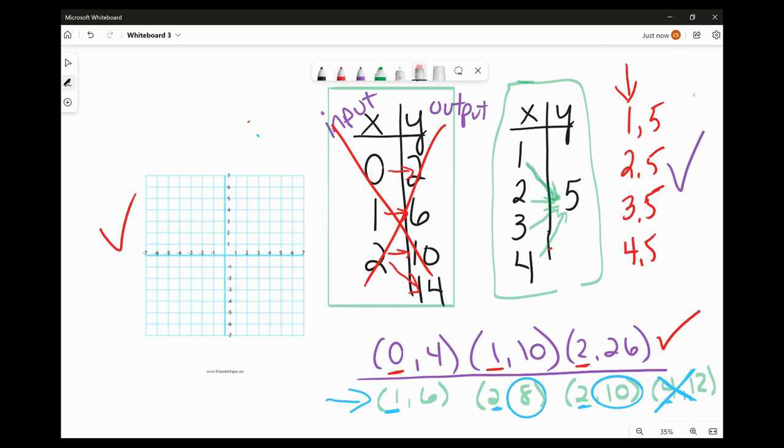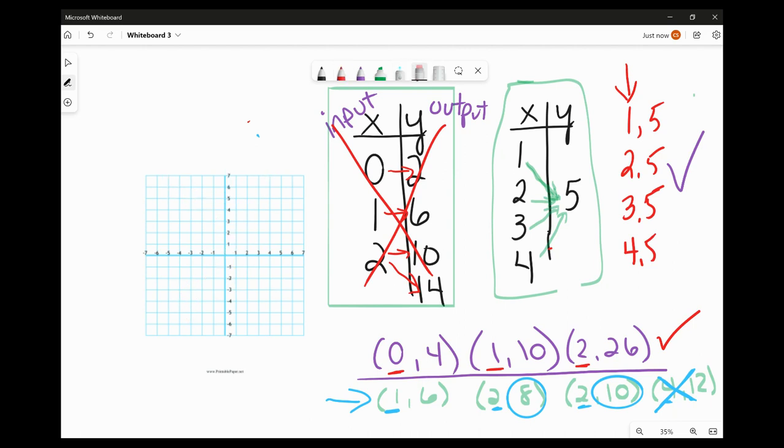So let me show you one that's not, so you have an idea of what I'm talking about. Let's say we have a graph that looks like this. Well, let me make it a little bit neater. All right, looks like this. Okay, and if I do the vertical line test, you'll notice that when I do that vertical line, it hits 2 points. That makes it not a function.